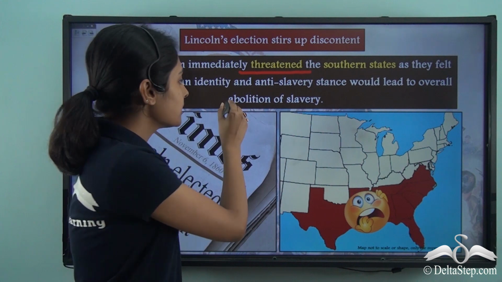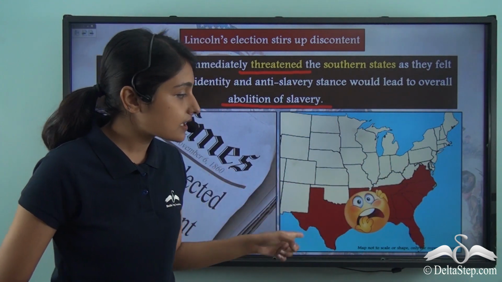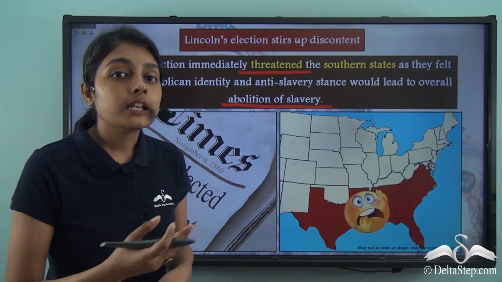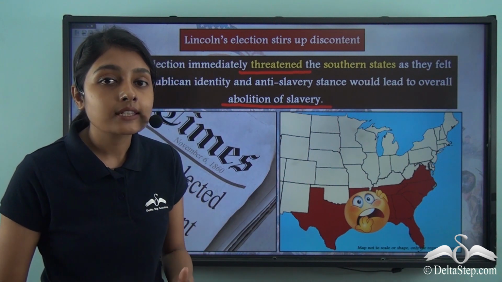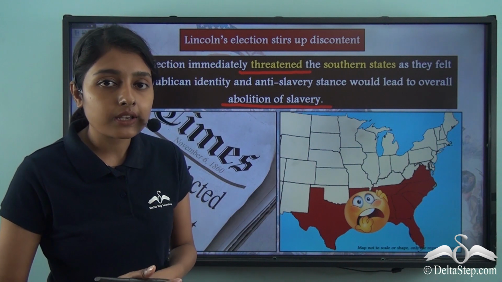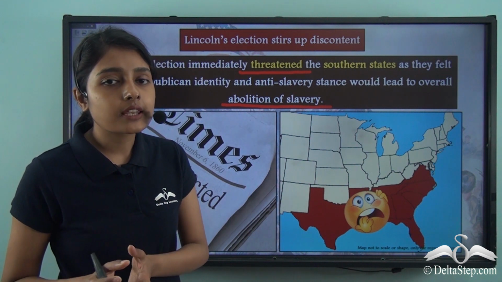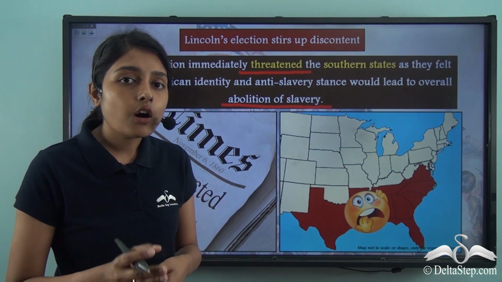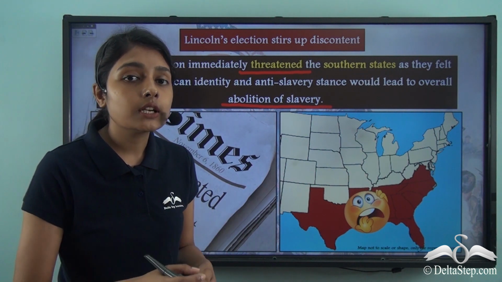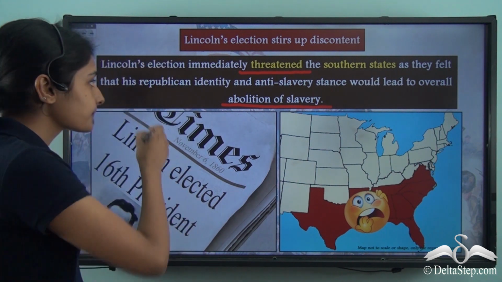They thought that the abolition of slavery could be bad for them, which is why the southern states started feeling threatened and intimidated when Lincoln rose to power and succeeded in becoming the president of the United States of America. Now, what did the southern states do? Did they restrict themselves to feeling only threatened, or did they do something to counter the rule or the power of Abraham Lincoln? Let us find this out.